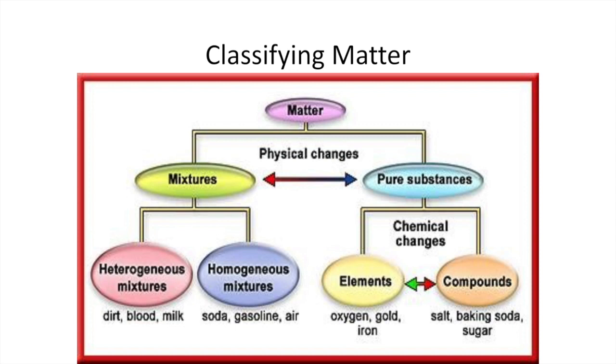Hetero means different, so the mixture has a bunch of different things in it. And then a homogeneous mixture, everything looks the same. With a homogeneous mixture, one of the biggest clues is that it is transparent. So think of sweet tea or Kool-Aid or air, transparent.